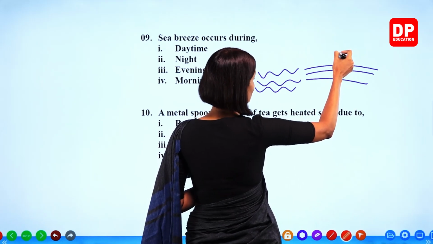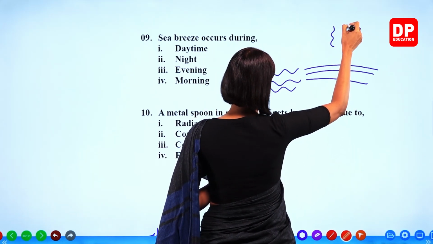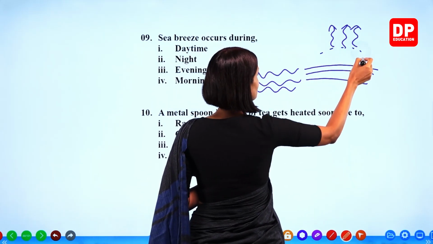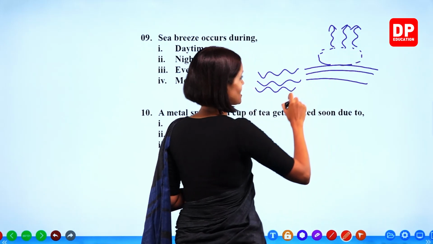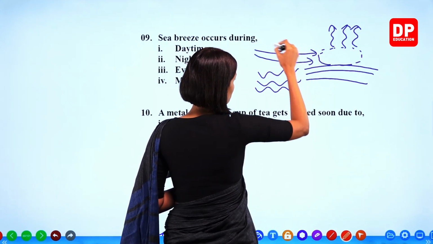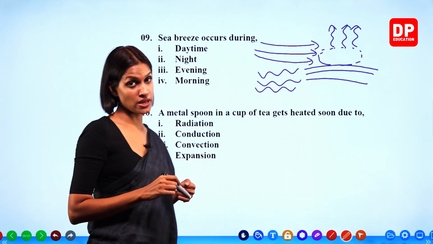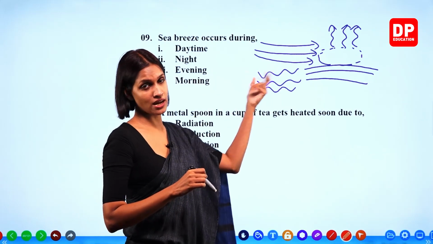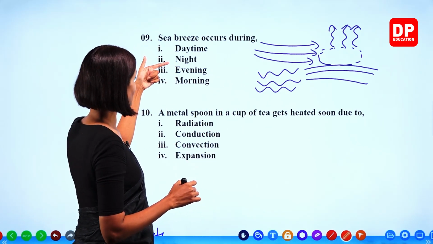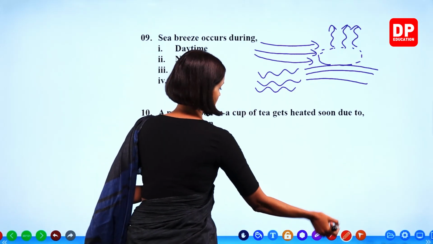layers next to the land get heated up and rise up as convectional currents. Therefore, what happens? Here a low pressure area is created. To fill this low pressure area, wind currents come from the seaside. Then this is called sea breeze. This happens during the daytime, right? Sea breeze occurs during daytime, night, evening, morning. Daytime is the time.